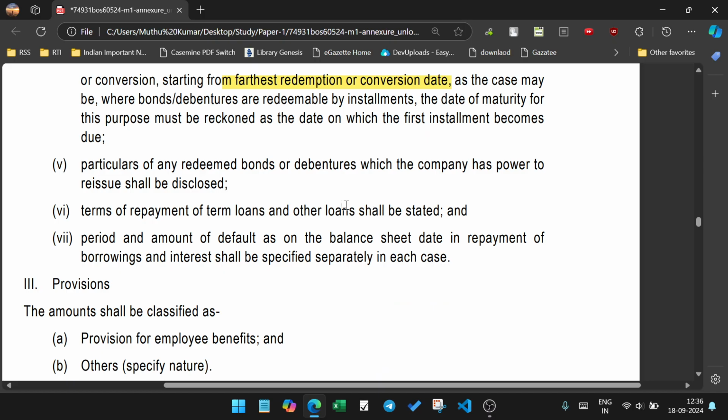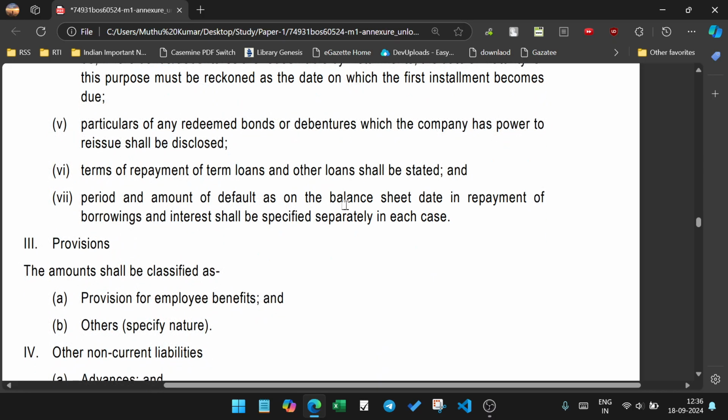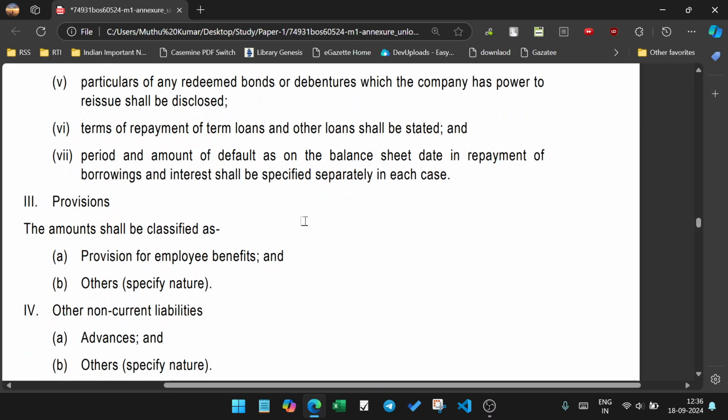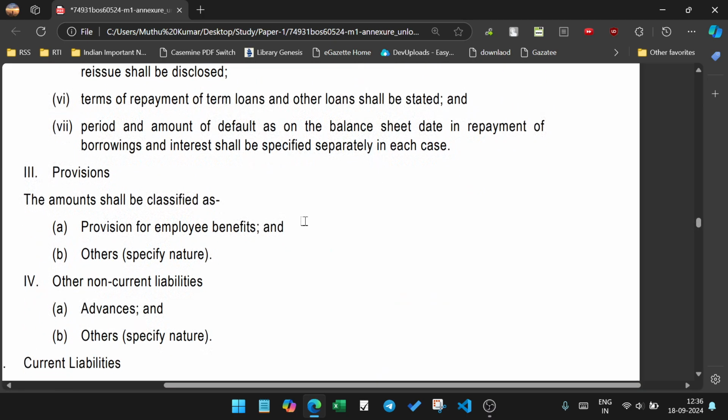The particulars of redeemed bonds and debentures which the company has the power to reissue shall be disclosed, along with the terms of repayment of term loans and other loans. The period and amount of default as at the balance sheet date in repayment of the bonds shall be specified. The repayment of borrowings and interest shall be specified separately in each case.